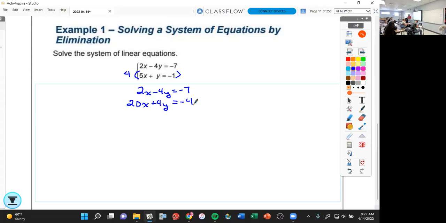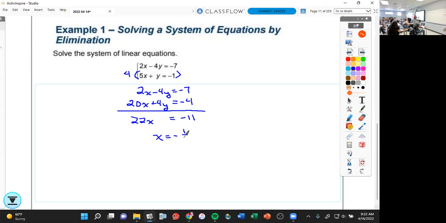And now the magic happens of elimination, right? We combine these two equations, and by combining them, that gives us how many x's? 22x. What happens to the y's? They've been eliminated. 22x equals negative 11. x is negative 1/2, right? Negative 11 divided by 22 reduces to negative 1/2. Now what?